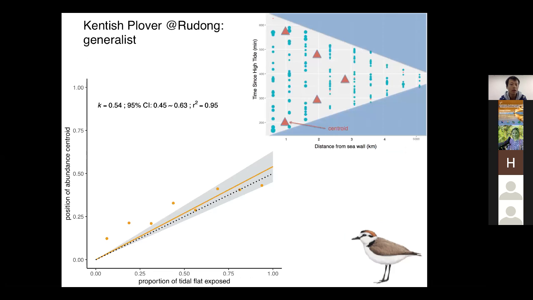So if we plot the proportion of the tidal flat exposed on the x-axis and the position of the centroid on the y-axis, for this generalist we should get a straight line with a slope close to 0.5. The centroid will start off pretty close to the seawall when only a small portion of the mudflat is exposed, during high tide, but will only approach the middle point of the mudflat when the entire tidal flat is exposed.